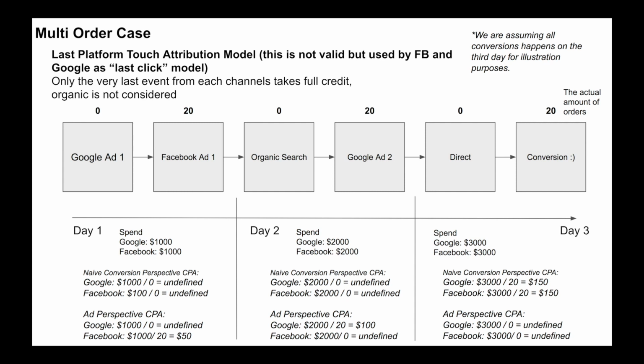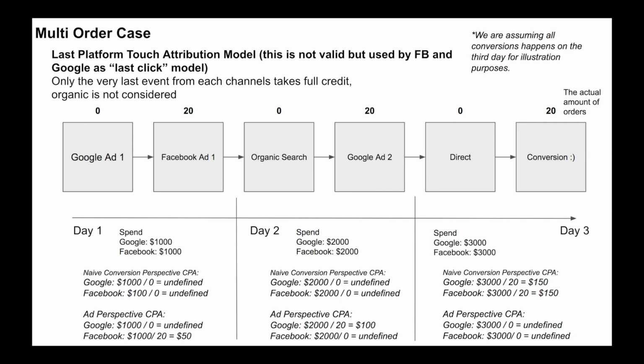As you see here, same deal. The conversion happened on day 3, 20 conversions happened on day 3. Because Google Ads is the last Google ad, it has 20. Facebook Ads is Facebook Ad 1, it gets 20 on day 1. So if you're doing the conversion perspective, day 1 and day 2 just don't count. Like in any conversion perspective, if the conversion doesn't happen on the day, it doesn't count. So what you'll see is that on day 3, both platforms, because you spent 3K on both platforms, are attributed 150 for each of those. Simple. And then let's talk about ad perspective, because that's attributed based on the time of ad delivery.